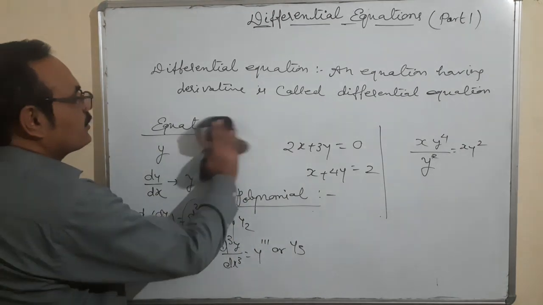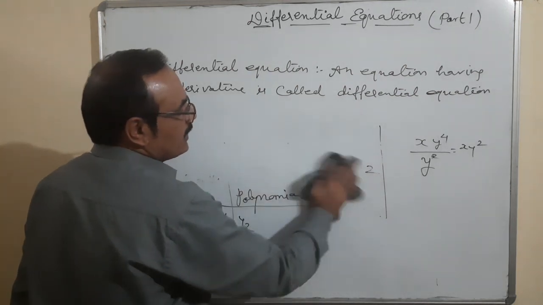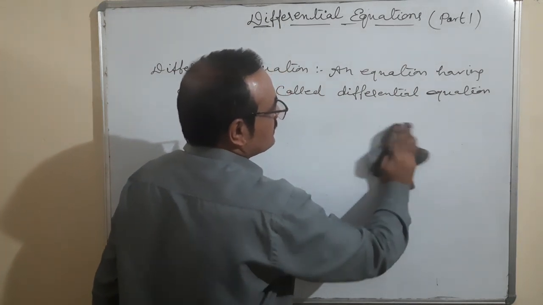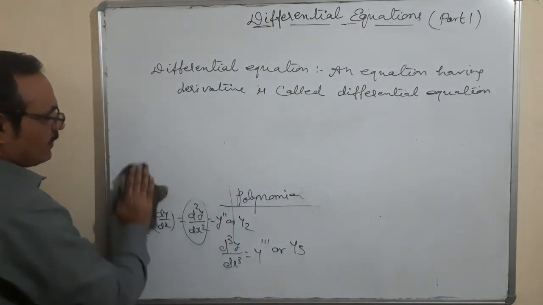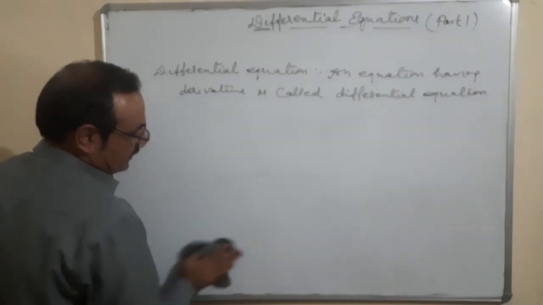When we are talking about the equation, in the equation we use terms like x square, x cube, and in the derivative we use y dash, y double dash and y triple dash, like that, okay?